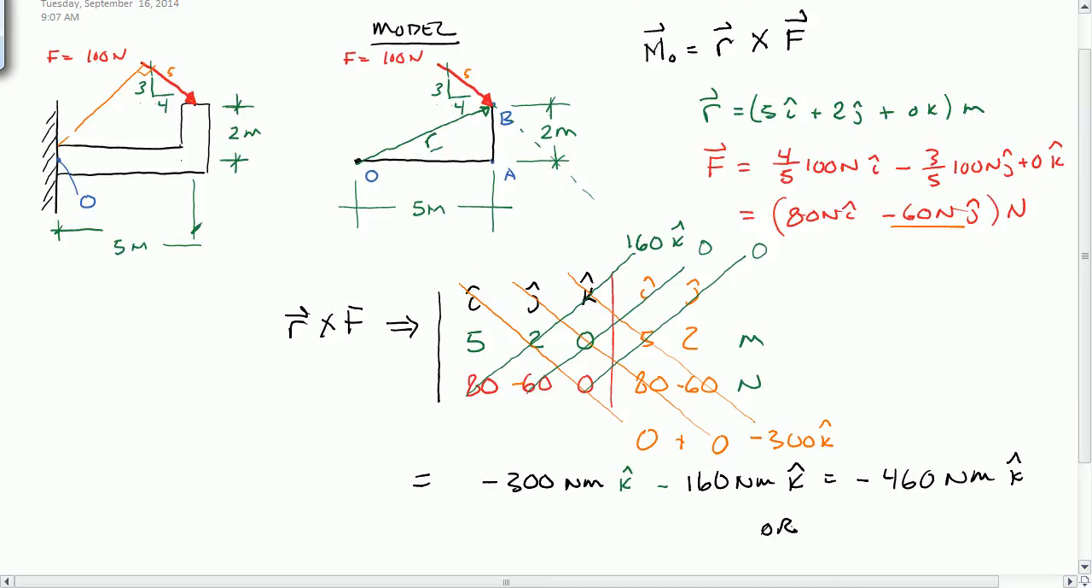Or, looking at the two-dimensional problem, 460 newton meters going clockwise. And there's our answer.